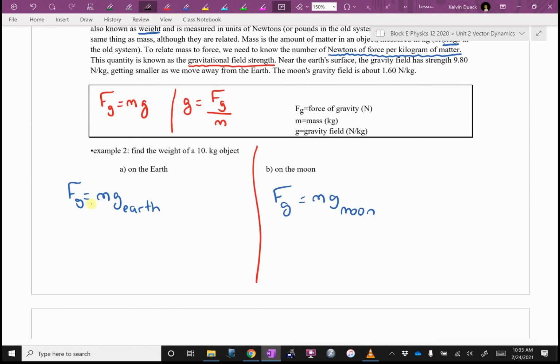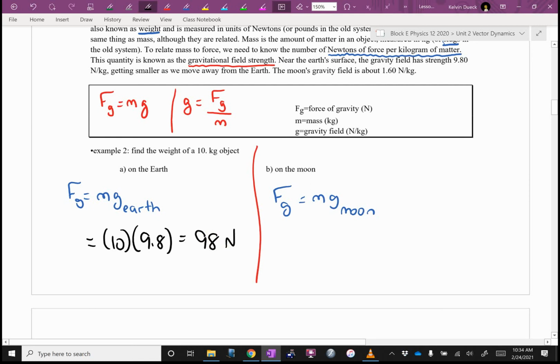Owen, in this question, what's the mass? What's g on the Earth? We don't include the negative here. We're just getting the magnitude. In your head, what's 10 times 9.8? Good.